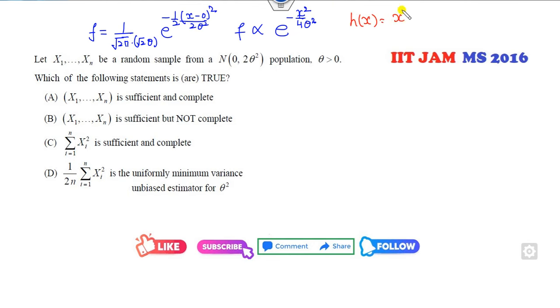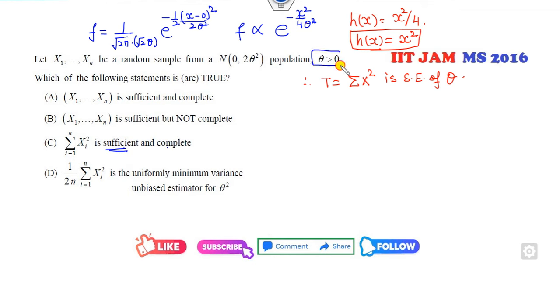The coefficient of theta is x square over 4. Or you can simply take it as x square, because 4 is a constant. So what is my sufficient estimator? Summation of x square is my sufficient estimator of theta. Fine. Is it complete? You can see a range is given to you, so that means this is complete as well. Moreover, there is only one parameter, so yes, it's a complete sufficient statistic.